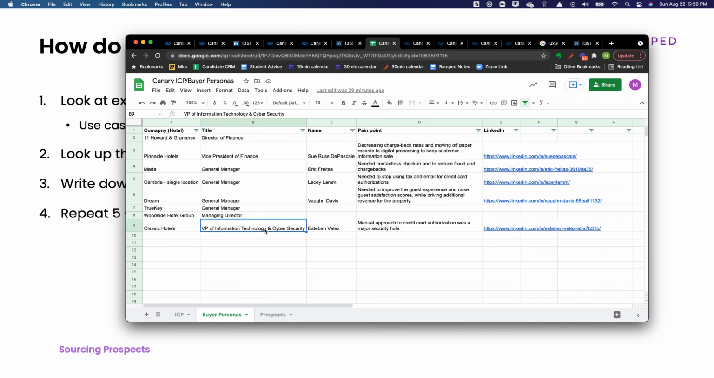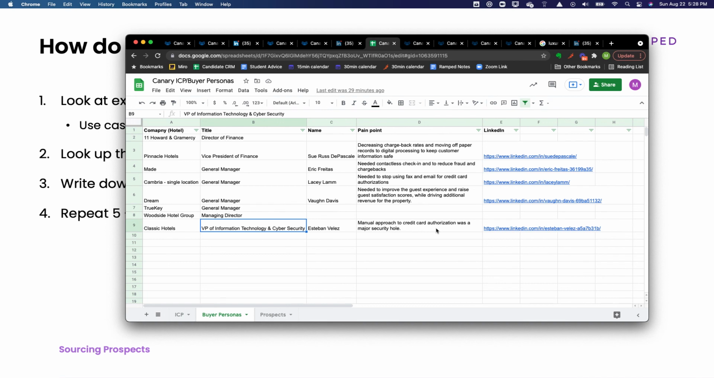I'm starting to see these are high-level people that we're going after, right? So general manager, it's a director of finance. I'm seeing patterns in the problems or pain points they're solving too, right? Improve guest experience, decrease chargebacks, decrease fraud, streamline internal processes. I want to just try to capture this all on this piece of paper here so I can get an idea of who they're selling to and the pain points that they're solving.